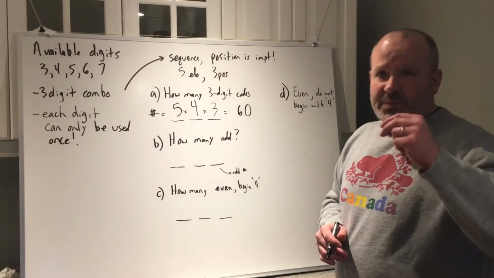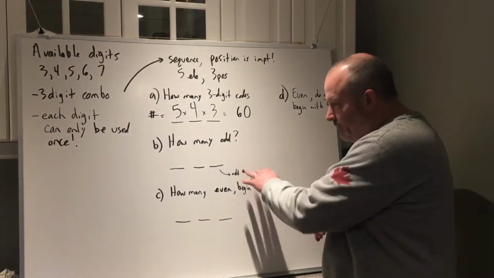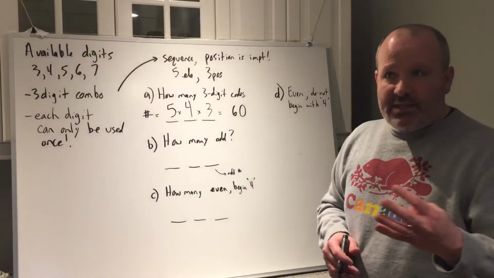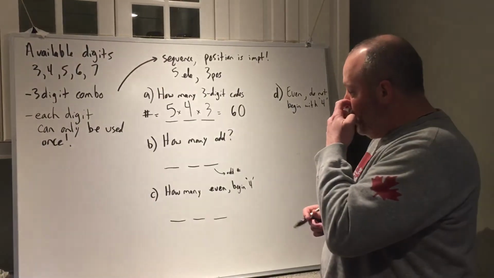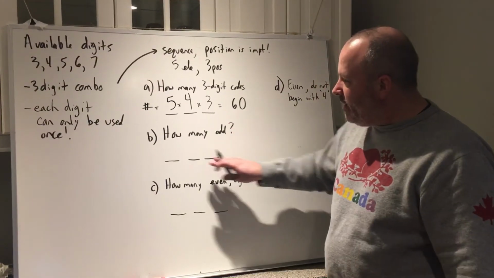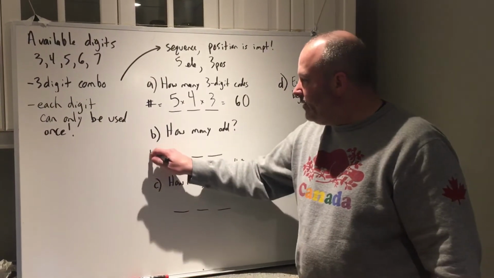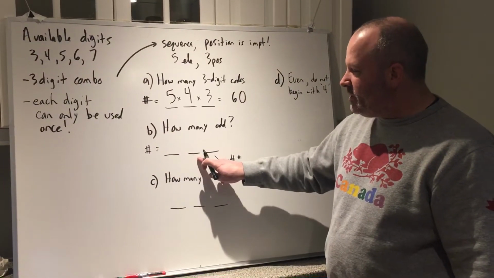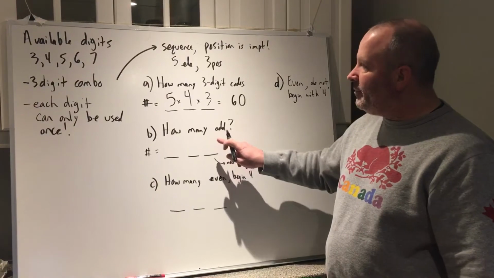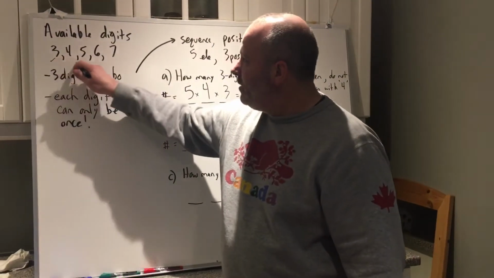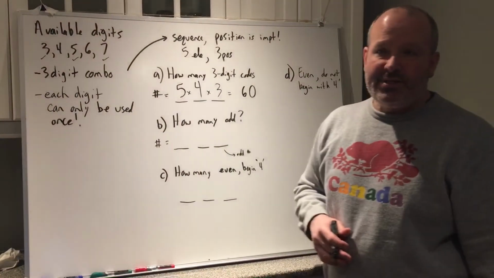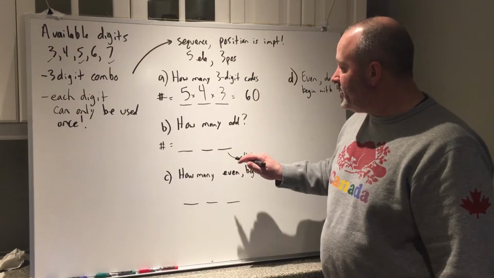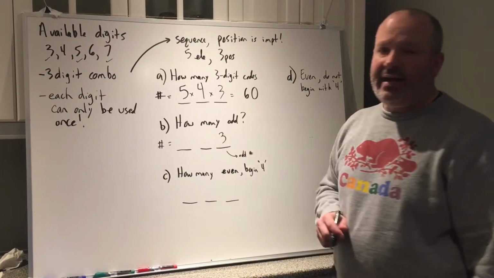Well, when we have specific conditions like odd, then we use cases or fixed values. For a number to be odd, it doesn't matter what's in this spot, doesn't matter what's in this spot. This has to be an odd number. So we've got the number 3, the number 5, and the number 7. Those are my odd numbers. So I could have 3 or 5 or 7 in this case, so there's 3 numbers I could have in there.